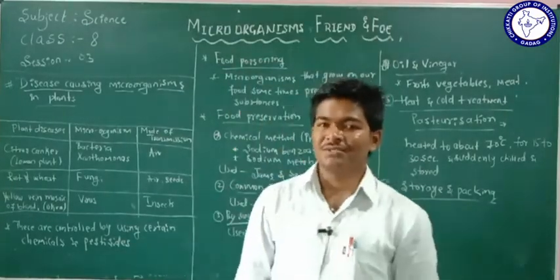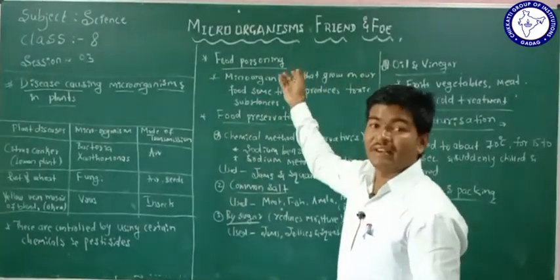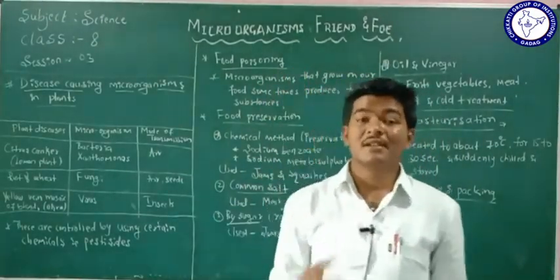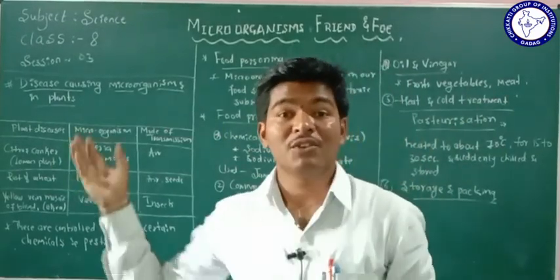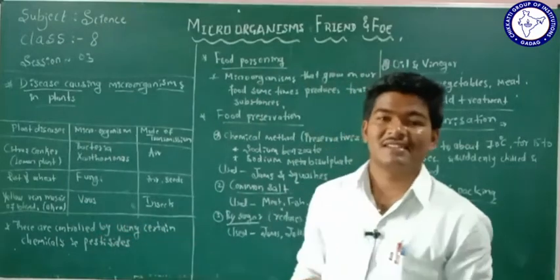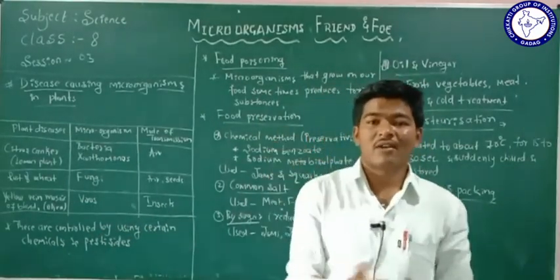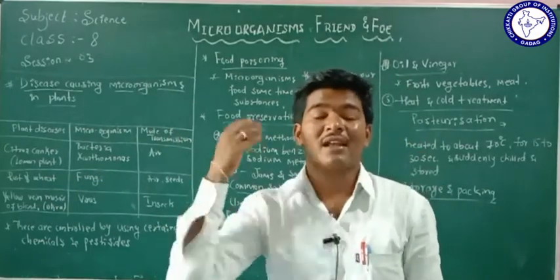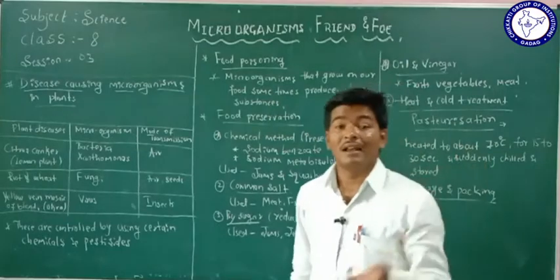In the last session, we discussed the chapter on microorganisms, friend and foe. We discussed some of the diseases caused by microorganisms in humans, isn't it? Diseases like malaria and hepatitis A are caused by microorganisms, and also corona. So we discussed some of those diseases in the last session.